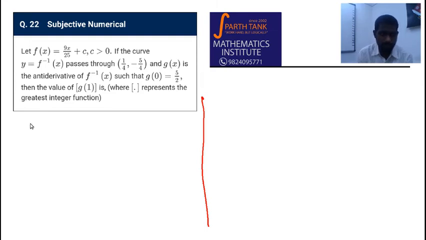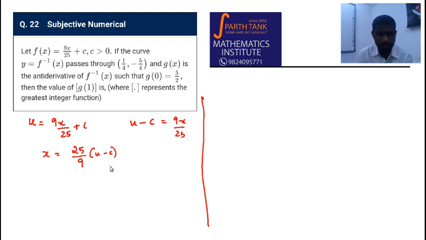Let us try to find f inverse of x. That is, let us say some u is 9x by 25 plus c. Find x in terms of u, that will be the inverse, right? So u minus c is 9x by 25, or x I can say is 25 by 9 into u minus c. So if I have to write it as a function of x, I can say y is equal to 25 by 9 into x minus c is that f inverse of x.